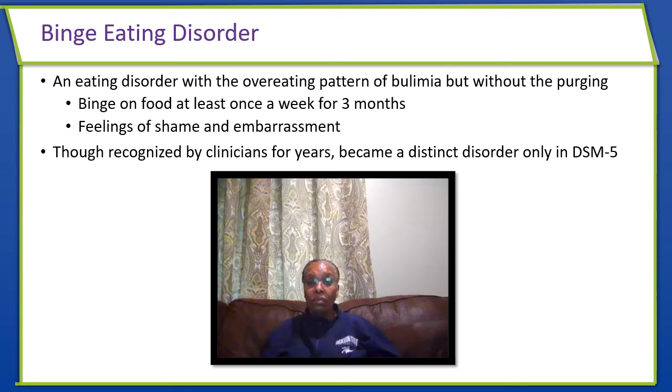And again, like I said, there's a similarity to bulimia, but there's no purging present. It's where they do this at least once a week for a 3-month period for us to be able to make a diagnosis. They do feel ashamed and guilty about it. And although it's something that we've recognized for years, it's only now that it's been classified as a psychological disorder in the DSM-5.